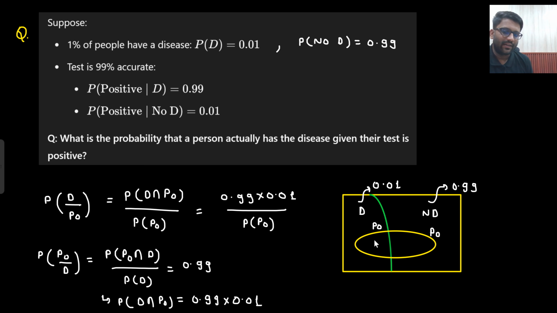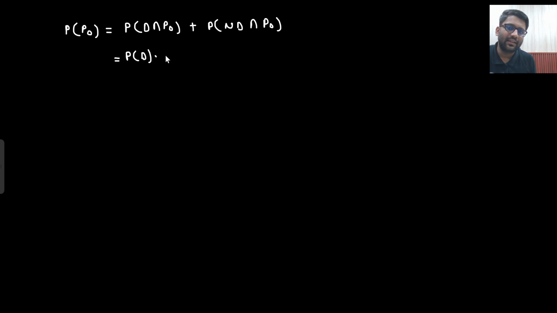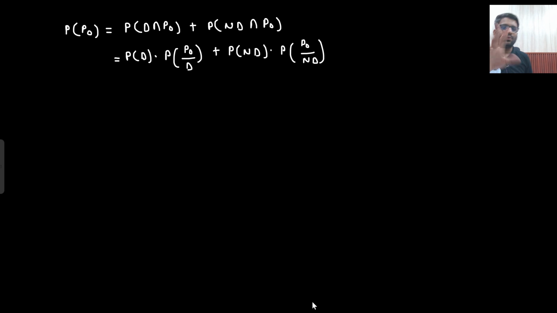So what you can see here is disease intersection with positive, plus no disease intersection with positive. That means the guy is having the disease, and after having the disease, it is giving you a positive result. This could be the case. Or the guy is not having the disease, and even after not having the disease, it is giving you a positive result. Two cases would be there. Is that clear to you?